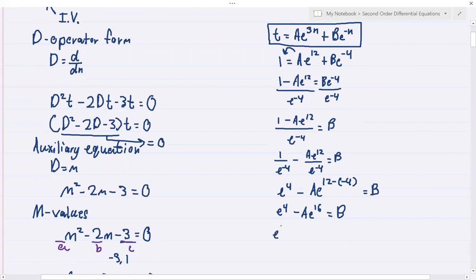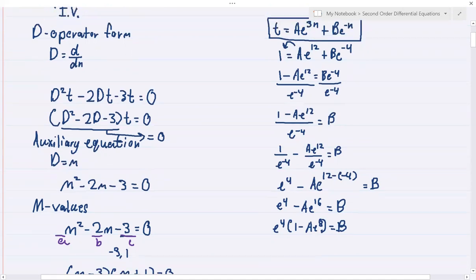Then you can factor out this expression by e raised to 4, because both of these terms are divisible by e raised to 4. So you will have e raised to 4 times quantity 1 minus a e raised to 8. So that will be your b. However, how can you find your b if you cannot find your a? We cannot just simply substitute your b in your general solution.